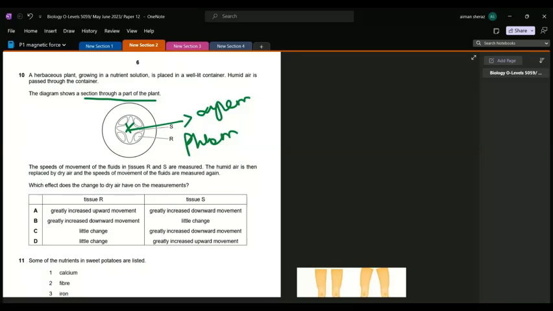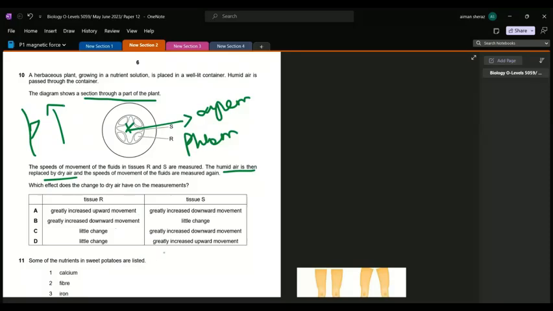Speeds of the movement of the fluids in tissues R and S are measured. The humid air is then replaced by dry air. So this is important. And the speeds of movement of the fluids are measured again. If they said that the humid air is replaced by dry air, that means there will be more transpiration. Because if this is a leaf and you have dry air outside, that means the water vapors from the leaves will evaporate, which is called transpiration. So there will be a greatly increased upward movement of the water.